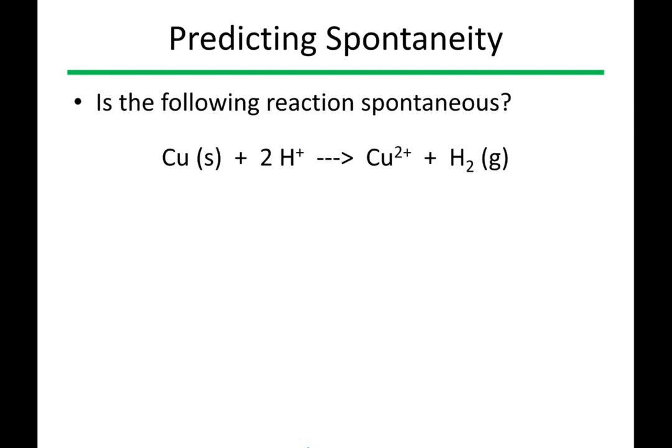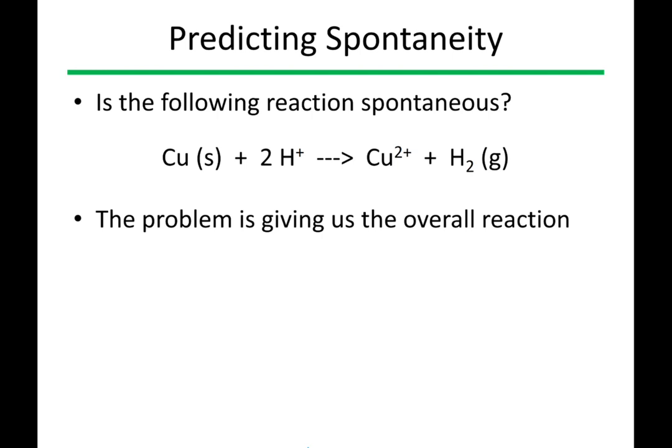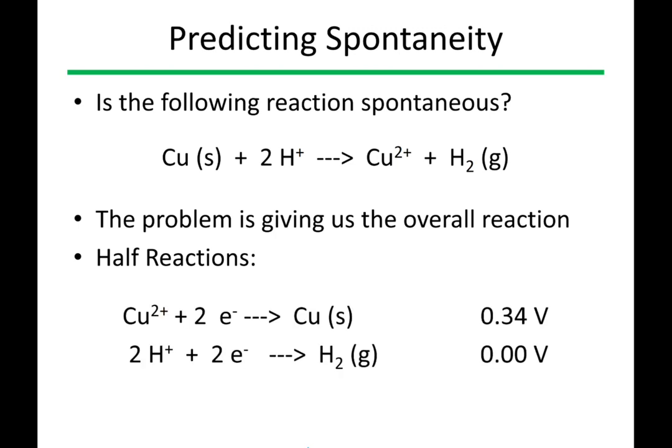Okay, so if we're given a reaction like this, and we want to know whether or not it's spontaneous, we're already given the reaction. So what we can do is break this out into the half reactions. So here we have the reduction half reaction for copper. Notice this is the reverse of this reaction up here. And we have the reduction half reaction for hydrogen. We listed the reduction reactions for both of them so that we could use our table of reduction potentials.